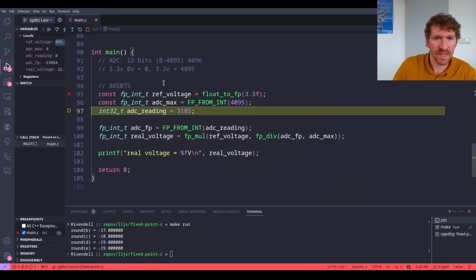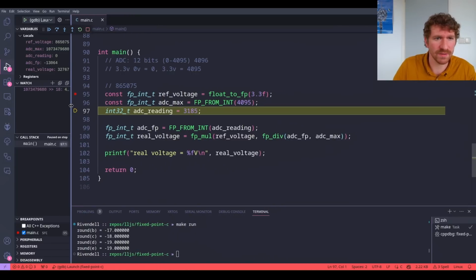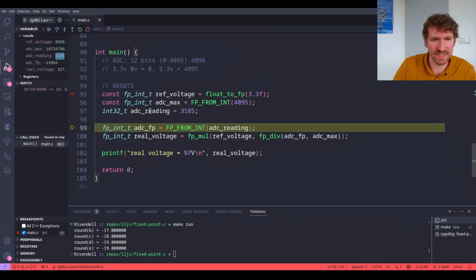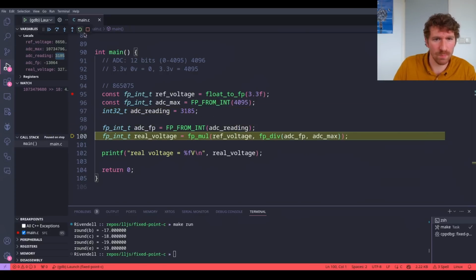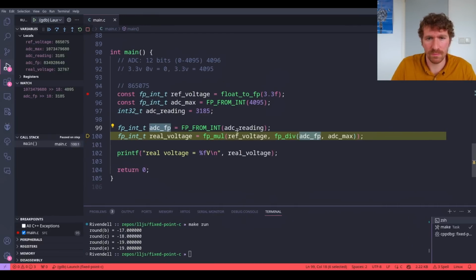Awesome. ADC max is this number here, which I think makes some sense. If we were basically to take this number and shift it down by 18 bits, we would get 4095. So that's correct as far as I can tell. That's good. Then we got our ADC reading, which we're also going to plug into the same world. So we get our ADC FP. We take that, shift that down by 18. Yeah, it looks right. And then we're going to do the division. So that's this by this, and then the multiplication.